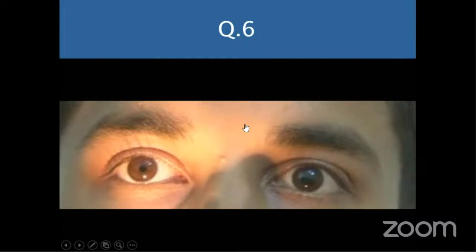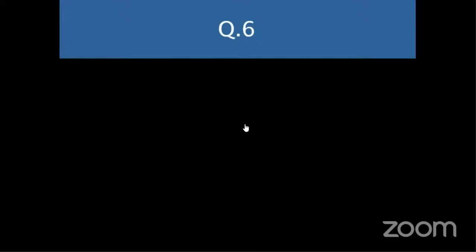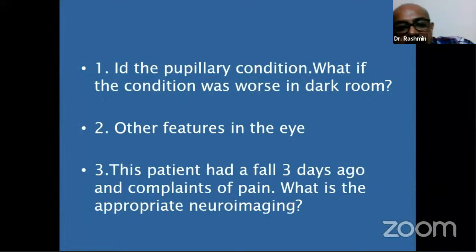Yes, sir. So in this, there is anisocoria. We can see the left eye pupil is larger than the right eye. Fantastic. So these are the questions. You said, what is the pupillary condition? You said anisocoria. What if the condition was worse in a dark room?